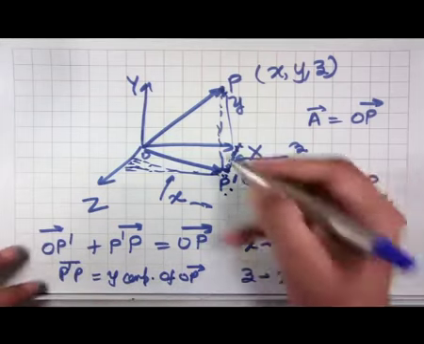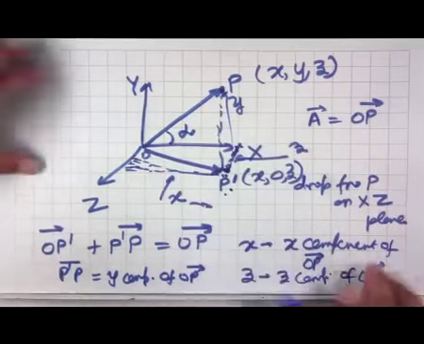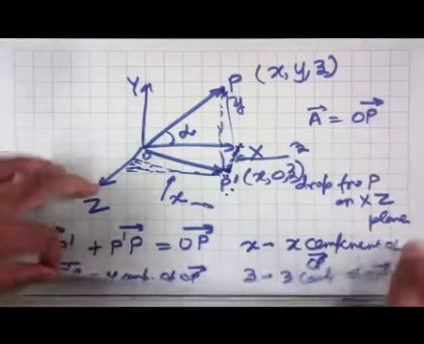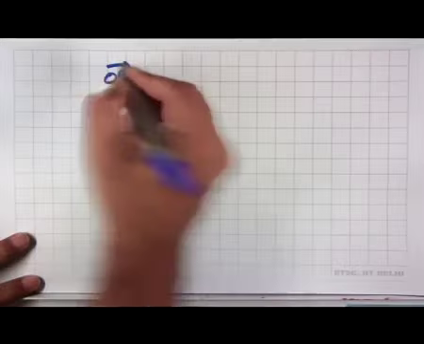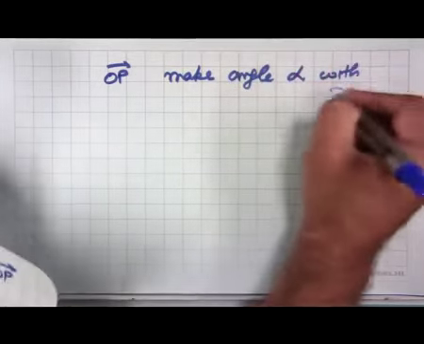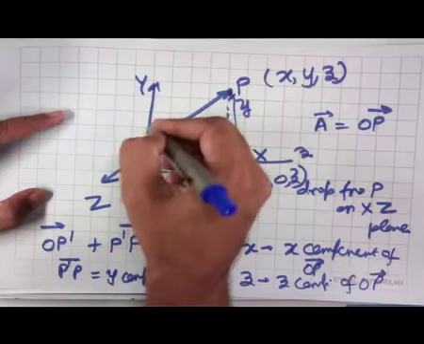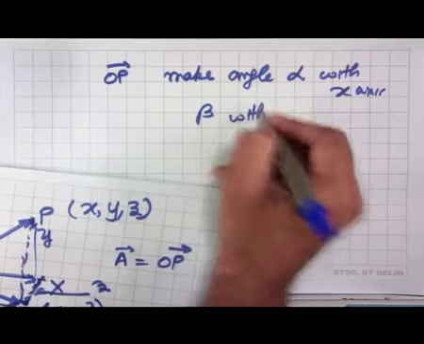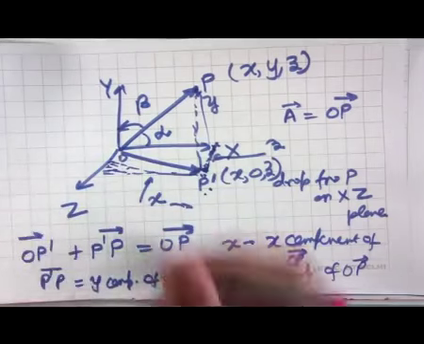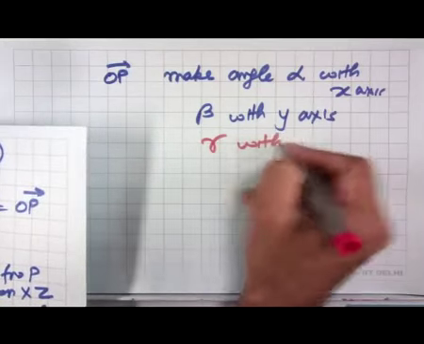Also, what we see is, suppose this vector OP makes an angle alpha with the x axis. I will show it in the figure here. So, OP makes an angle alpha with the x axis, it makes an angle beta with the y axis, and it makes an angle, I will use a third colored pen, gamma with the z axis.